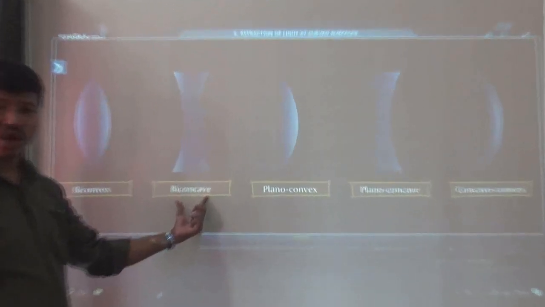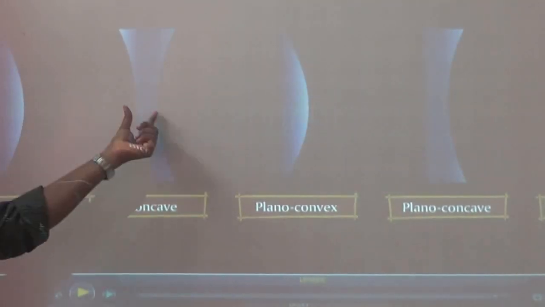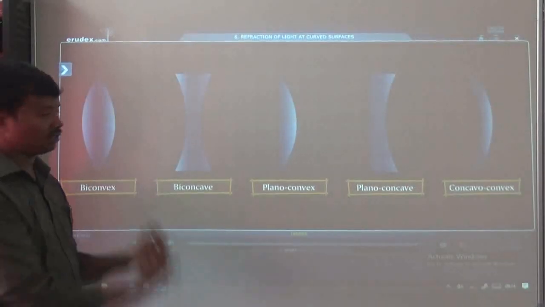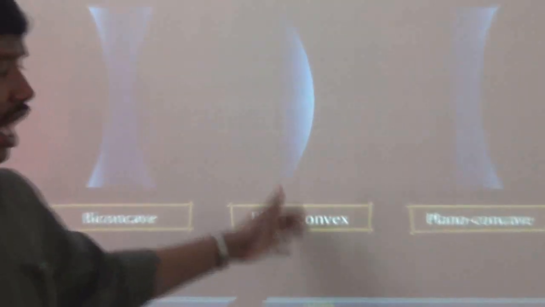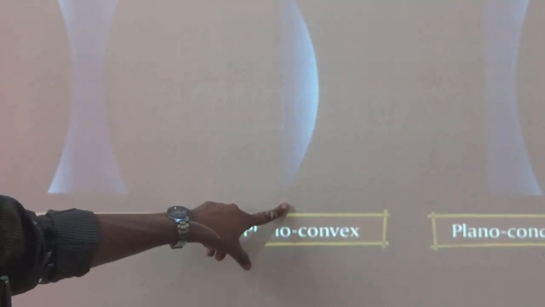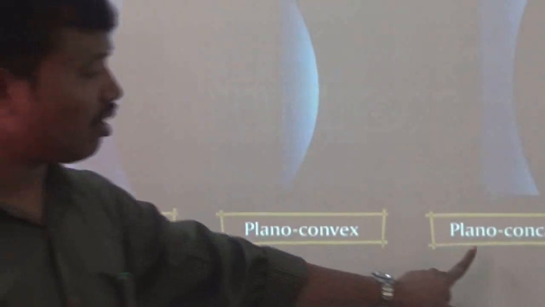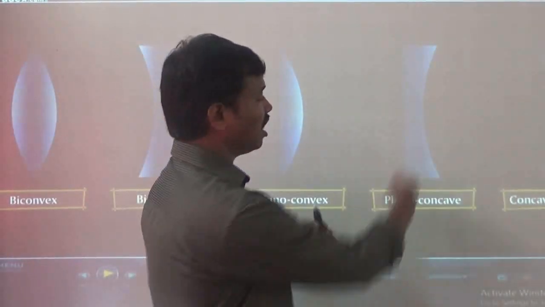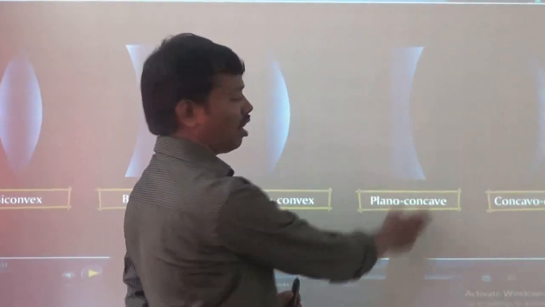In the case of biconcave, the middle part is thinner than the edges; the two curved surfaces bulge inwards. The plano-convex has one surface a plane, and the other end having a curved surface. In the case of plano-concave, one surface is a plane and the other surface is curved inward. That is the plano-concave lens.